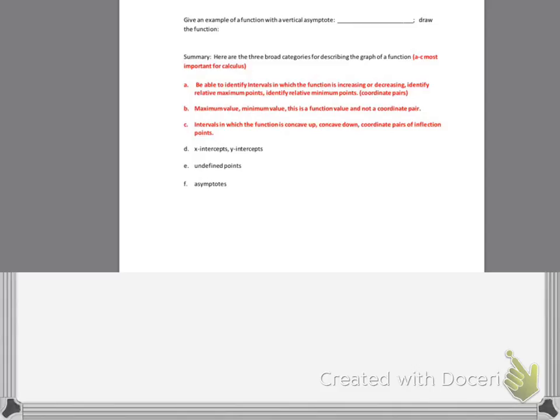Coordinate pairs when I want a point. Y values when I just want a value. The maximum value, that's Y. Minimum value, that's Y. This is a function value and not a coordinate pair. Intervals in which the function is concave up, concave down, and the coordinate pairs of inflection points. Okay, those are all new topics. D, E, and F are things that we've discussed before, but all of these, A through F, will be important as we discuss functions.